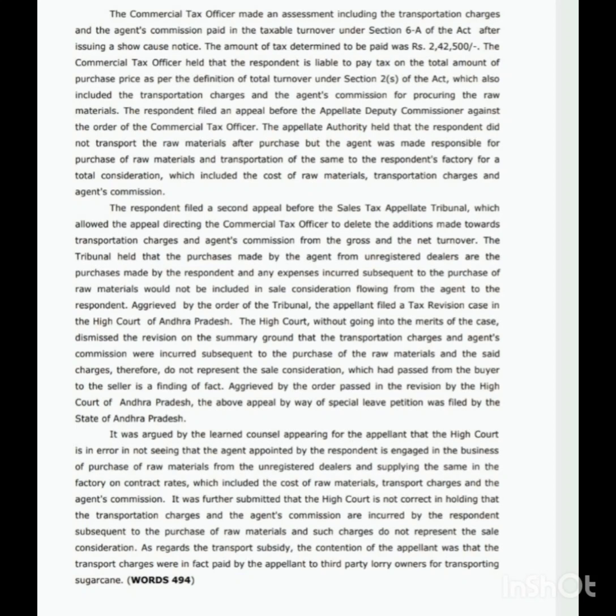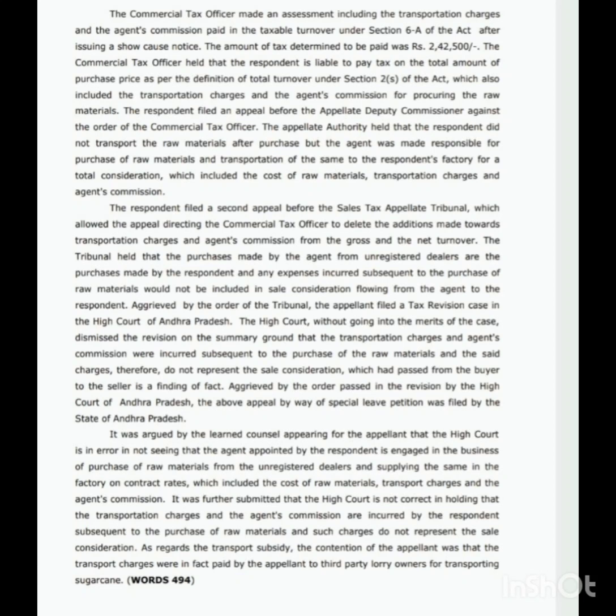It was argued by the learned counsel appearing for the appellant that the High Court is in error in not seeing that the agent appointed by the respondent is engaged in the business of purchase of raw materials from the unregistered dealers and supplying the same in the factory on contract rates, which included the cost of raw materials, transport charges, and the agent's commission.